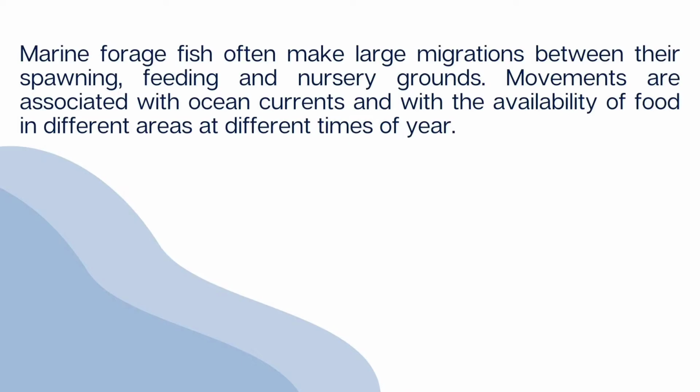Marine forage fish often make large migrations between their spawning, feeding, and nursery grounds. Movements are associated with ocean currents and with availability of food in different areas at different times of year.